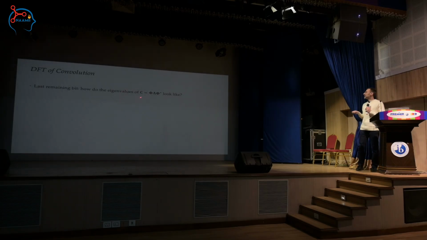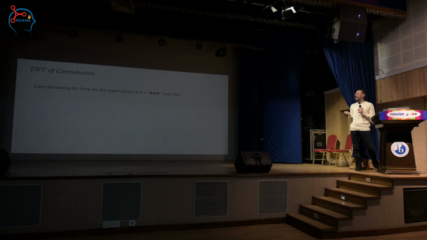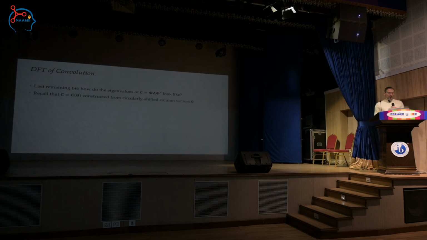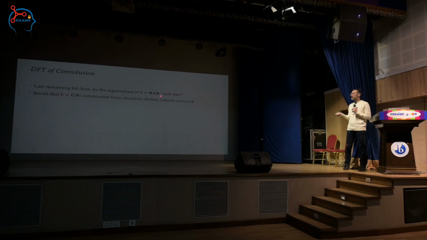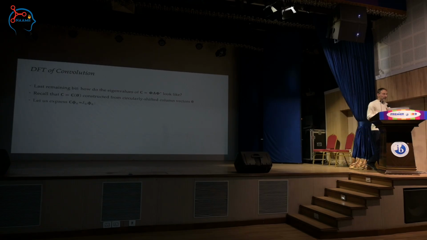So the last remaining bit is actually how this lambda looks like. How do the eigenvalues of C look like? I remind you that this convolution matrix, or circulant matrix, was constructed from circularly shifted column vectors. Let me express it in this way. I can write C phi equals lambda phi for every eigenvector and eigenvalue. So this was my C, this is my phi, and this is my lambda. And when I look at this product, I can express lambda k as a product of the row of this matrix and the column, which is the kth eigenvector.